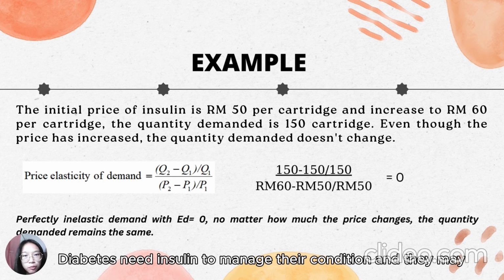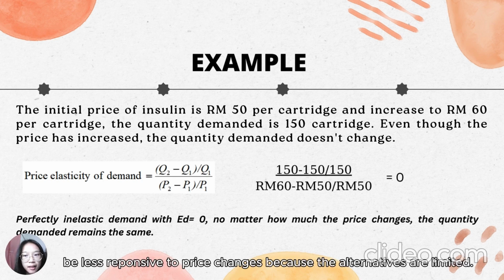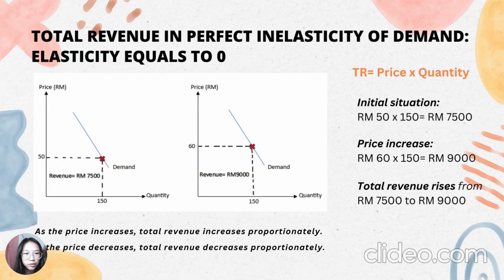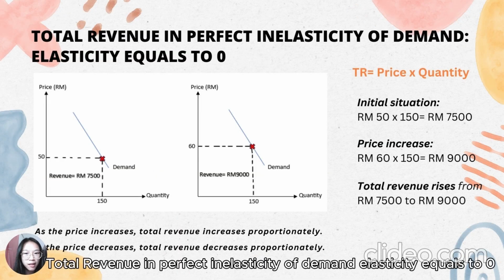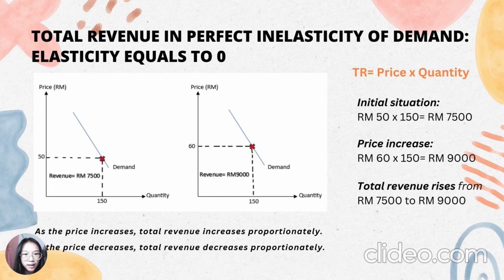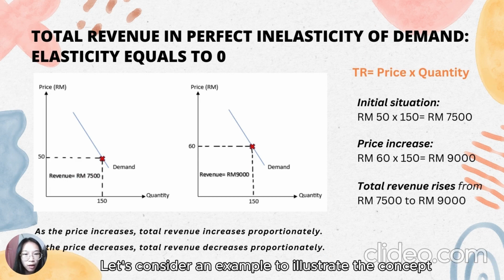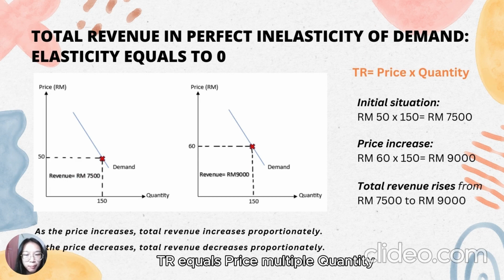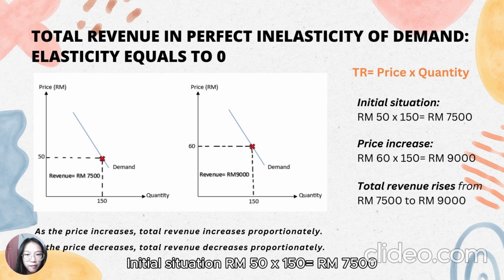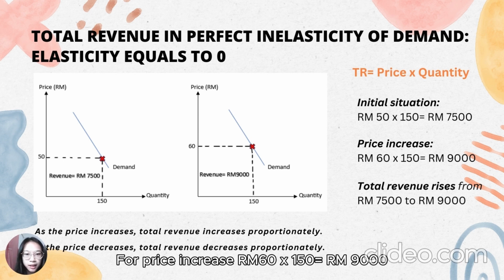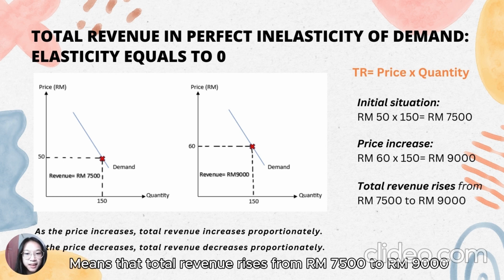Diabetics need insulin to manage their condition, and they may be less responsive to price changes because the alternatives are limited. Total revenue in perfectly inelastic demand, elasticity equals 0. Let's consider an example to illustrate the concept. TR equals price multiplied by quantity. Actual situation: 50 ringgit multiplied by 150 equals 7,500. For the price increase, 60 ringgit multiplied by 150 equals 9,000 ringgit. It means that total revenue rises from 7,500 to 9,000.